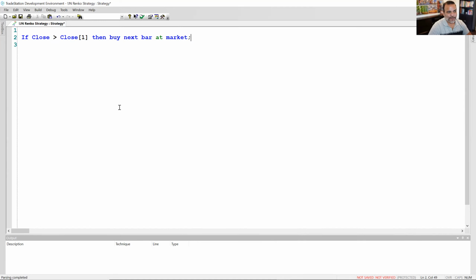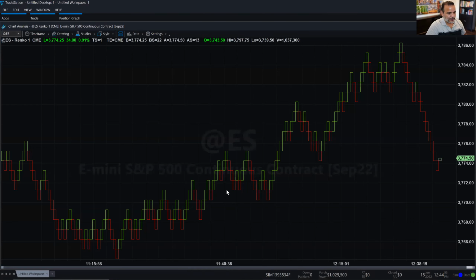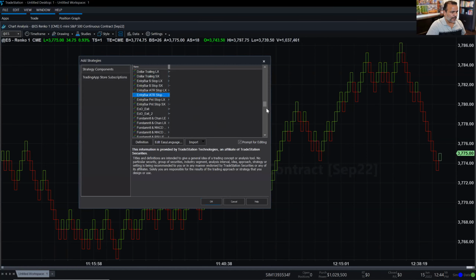I can put this on the chart if I want to, let's go ahead and verify it and do the long side first. So let's go ahead and see what happens. I'm going to go here to my chart. I'm going to click on studies, add strategy. This is exclamation JN Renko strategy. It's all based on Renko.